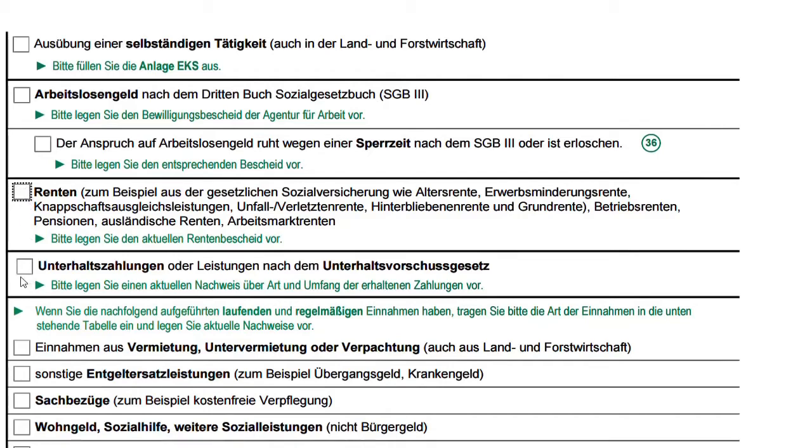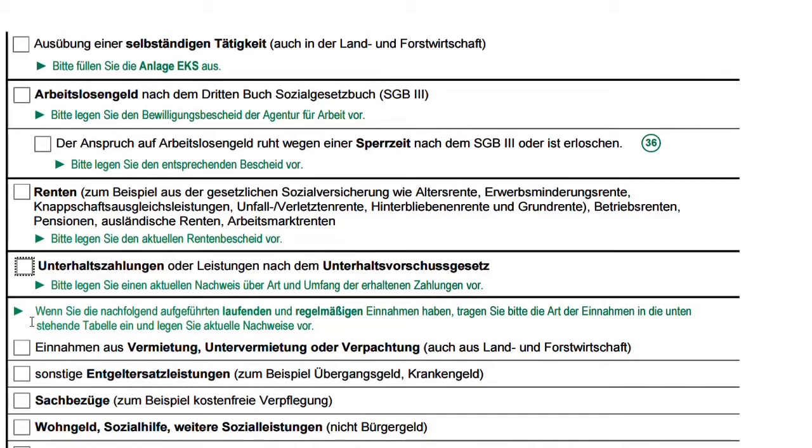If the maintenance of this person has been paid by his mother or father who is not living with this person in the family, or if he or she has received or is receiving advanced child maintenance payments or Unterhaltsvorschuss, you mark here with a cross. And you should also send the job center proof of which type of maintenance he or she gets and how much he gets.